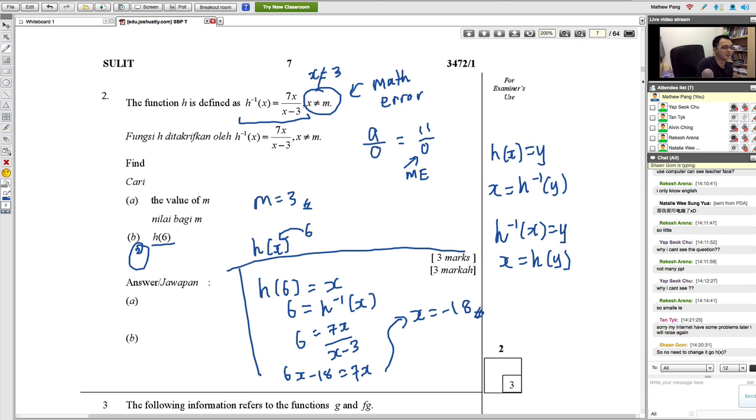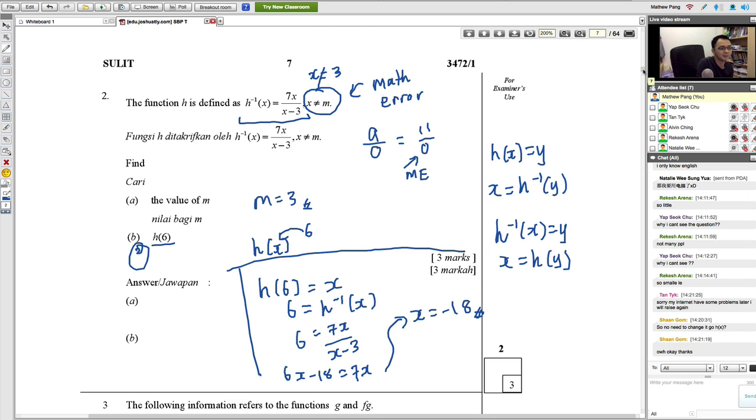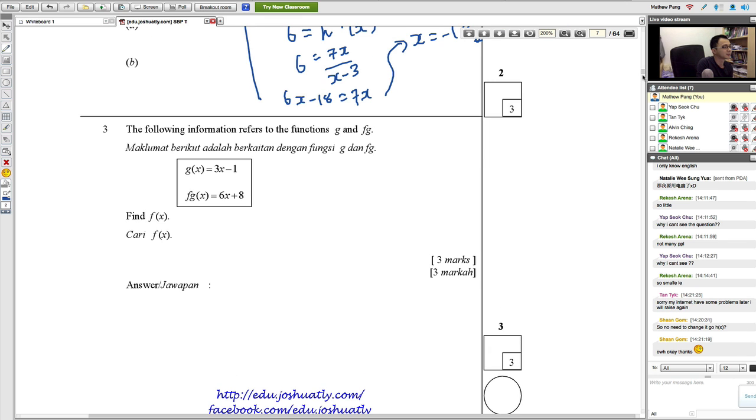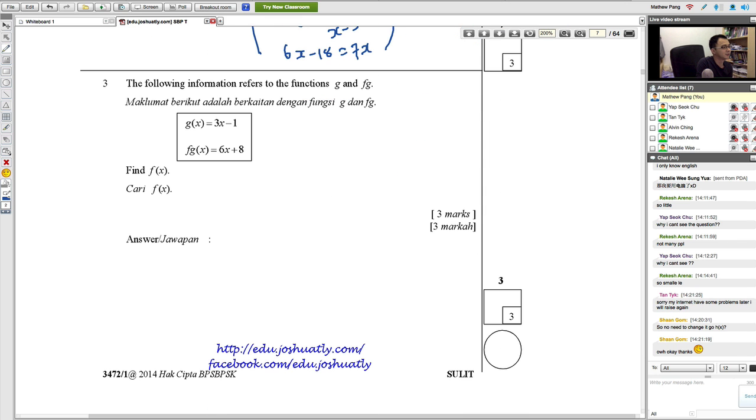Right, so I'm going to move on to question number 3. Okay. For number 3, the following information refers to the function g and fg. So you have gx and then you have fgx. Alright, so in this case, the question asks you to find fx. For this kind of question, if I want to find fx, there are a few ways you can solve it, but normally I will like to do it like this.